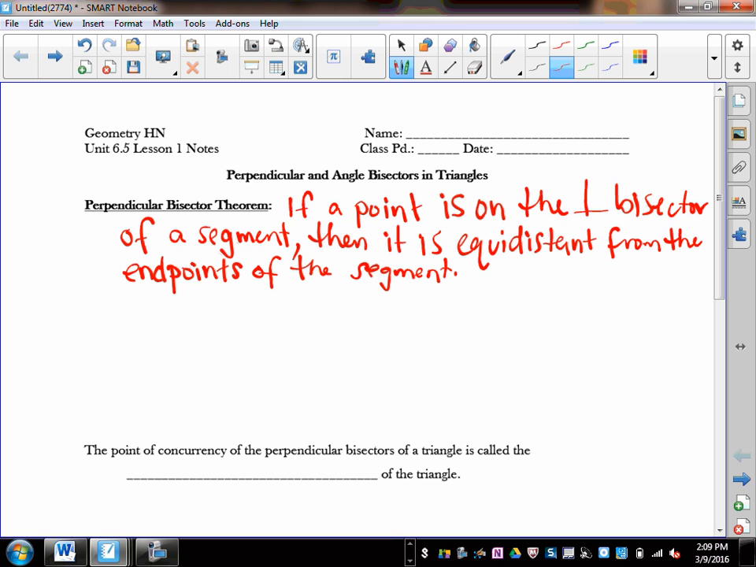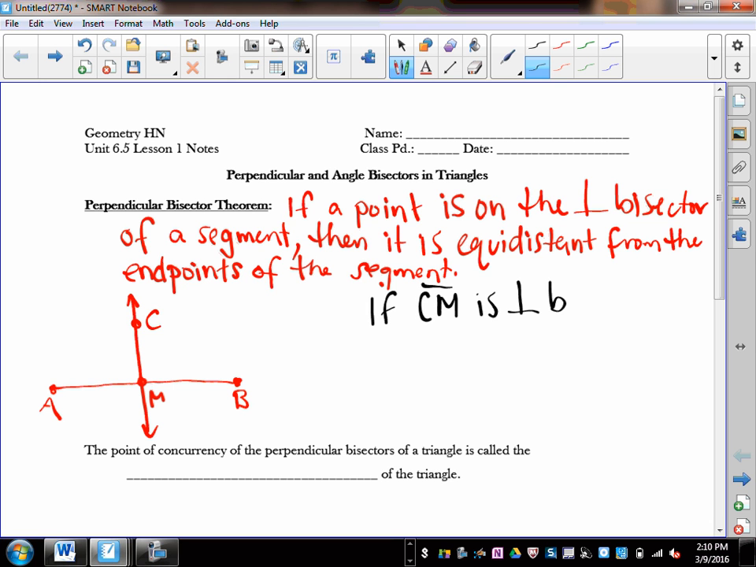Let's go and draw a little picture to go with it. All right, let's call this A, B, call this guy M. So A, B is my segment. And line CM is the perpendicular bisector for it. So what we have given to us is if CM is a perpendicular bisector of AB.